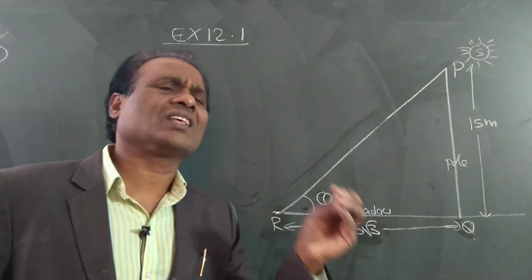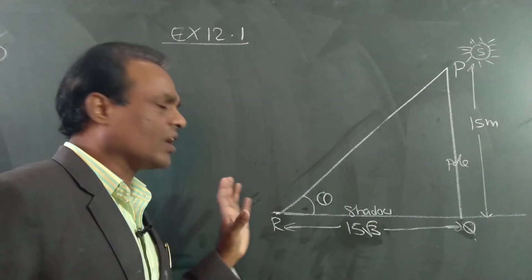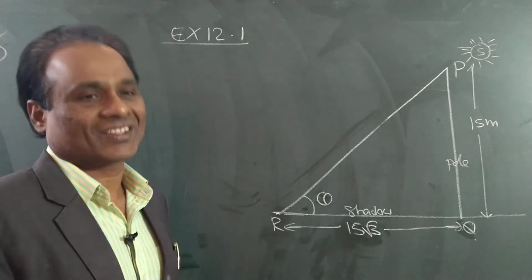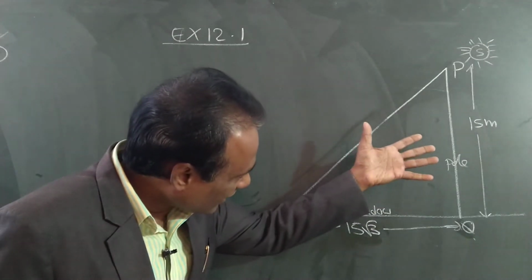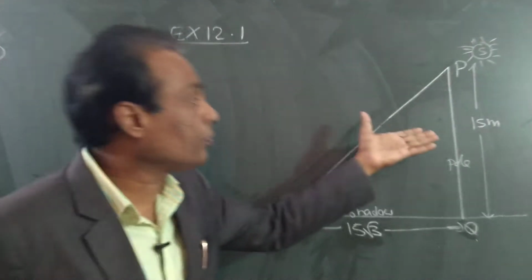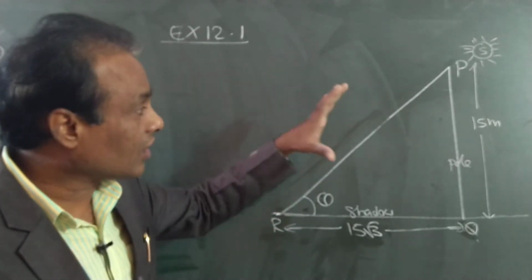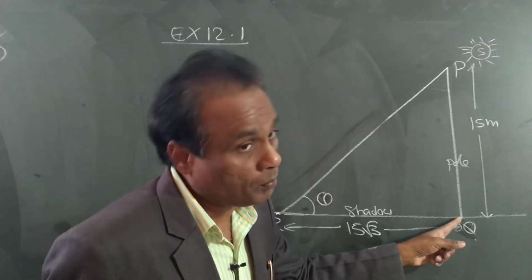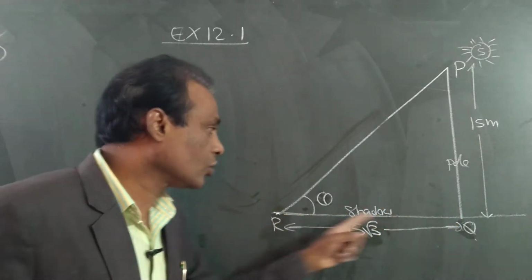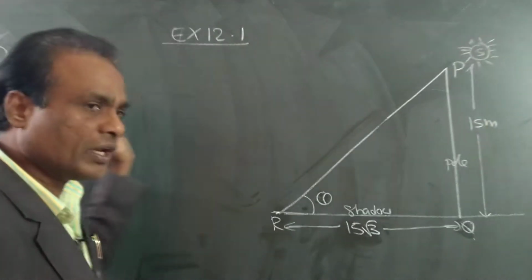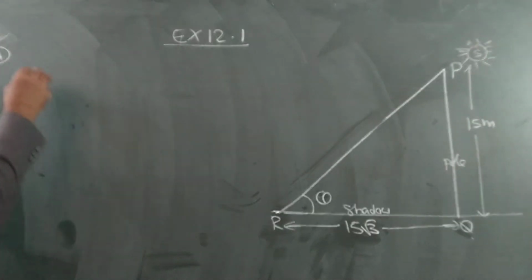So the procedure is simple. Only in 2-3 steps we will get the answer. But let us write some introduction. Let us explain the problem, explain the diagram also. Which object are you taking as the pole? So we are taking PQ as the pole, and the shadow as QR. QR is the shadow, PQ is the pole. Introduce that here. Write down.